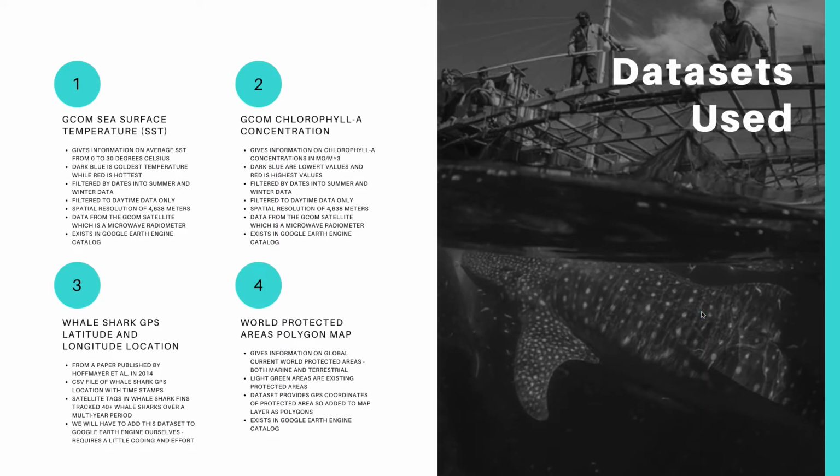So I have you use 4 data sets. 3 of them, 1, 2, and 4, exist already in a Google Earth Engine catalog. So when you code it, you're just referencing an already existing data set, and then from there you're manipulating it. The third, this data set right here, number 3, doesn't exist in Google Earth Engine. It's a CSV file from a paper by Hoffmeyer et al. that is freely available to download.